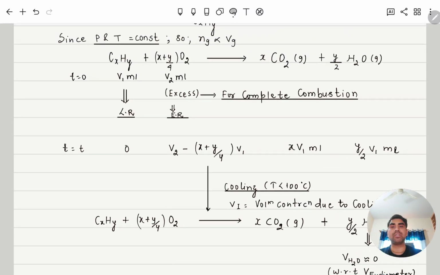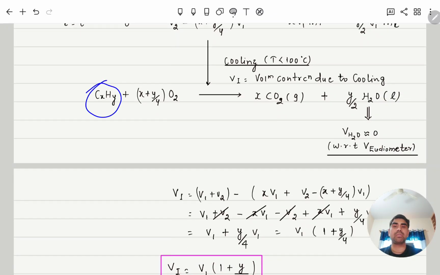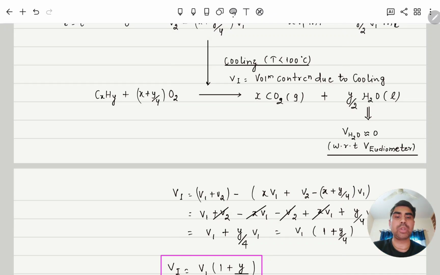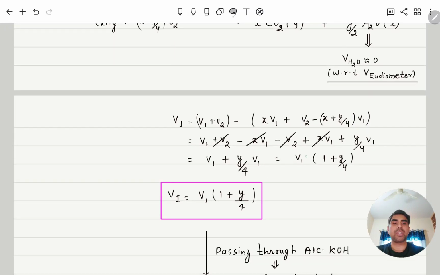Total volume initially was V1 plus V2. Now what is the total volume? Water is already completed, so the volume is only for O2 and the volume of CO2, and the volume of water we are neglecting. So the total volume difference is V1 plus V2 initial, minus x V1 of CO2 and the remaining volume of the excess reagent, that is O2. From here we get V1, the volume of hydrocarbon, times 1 plus y by 4.